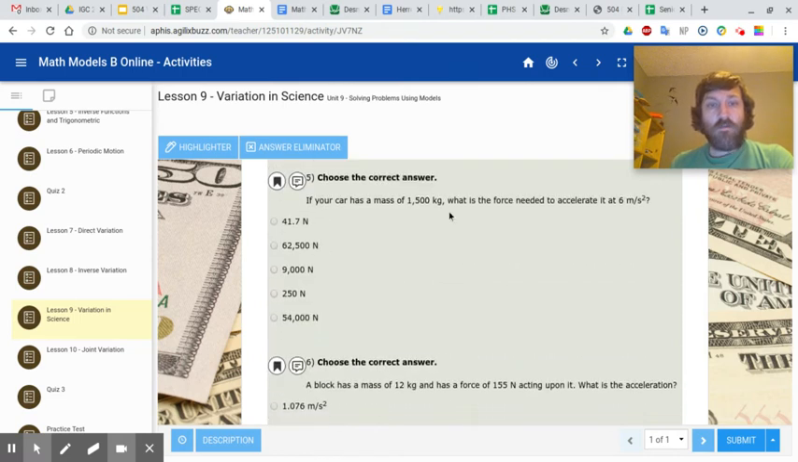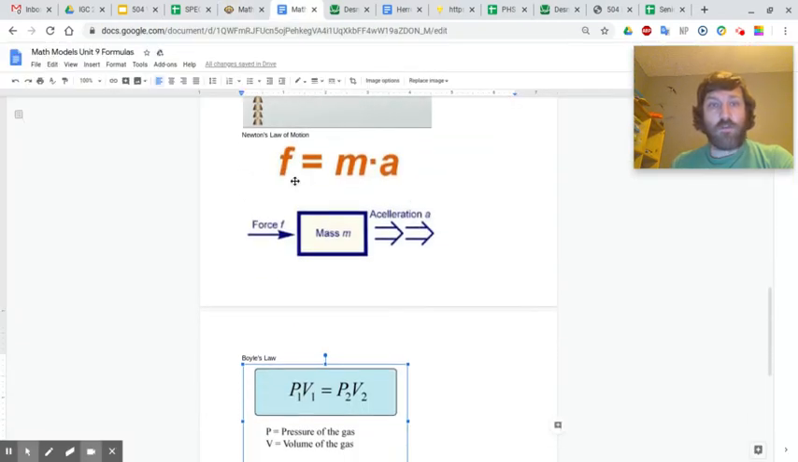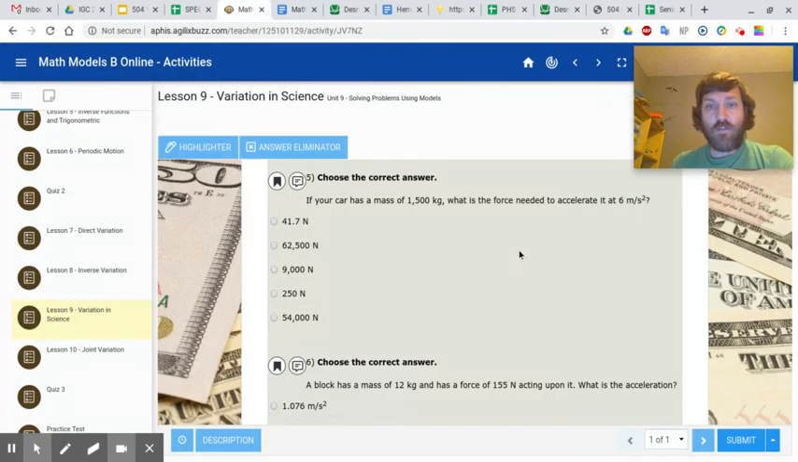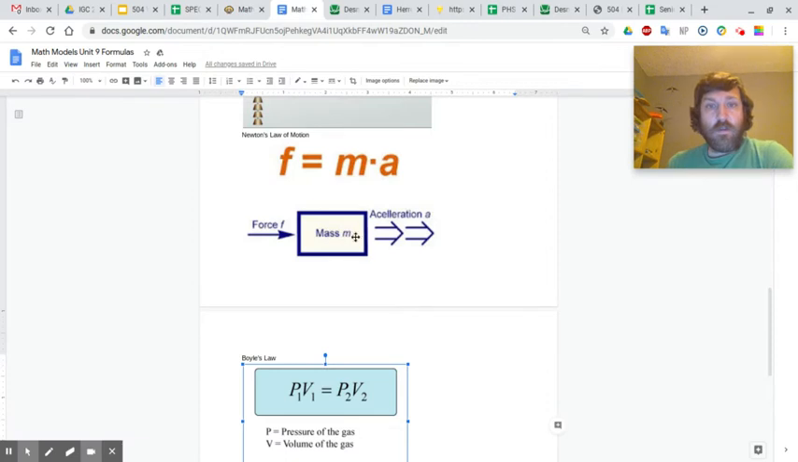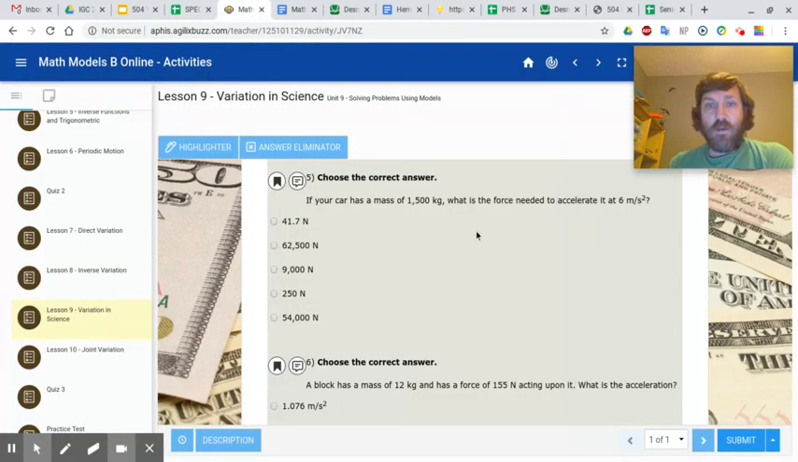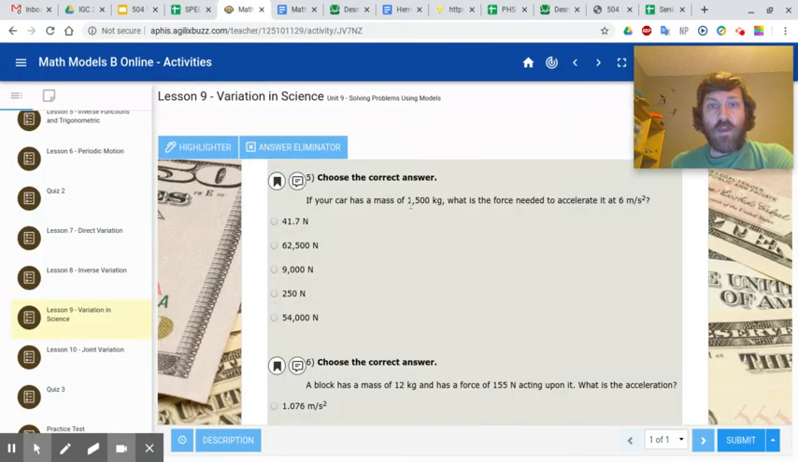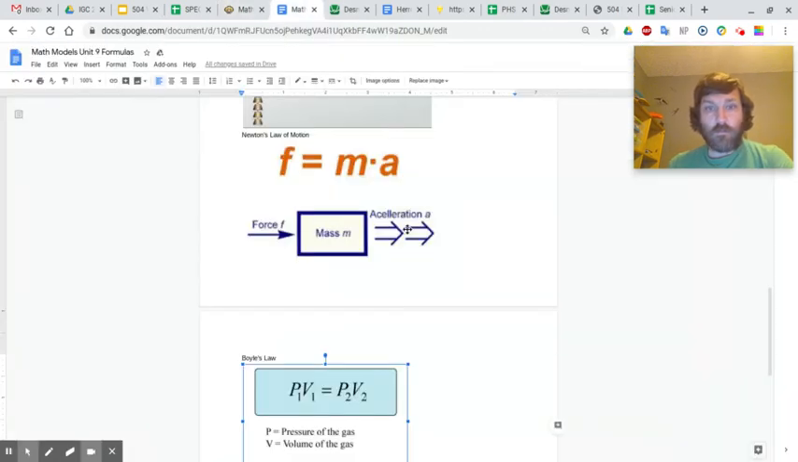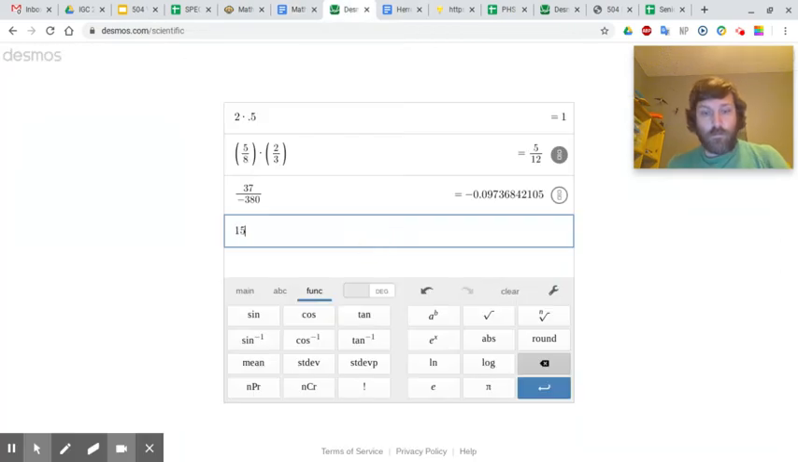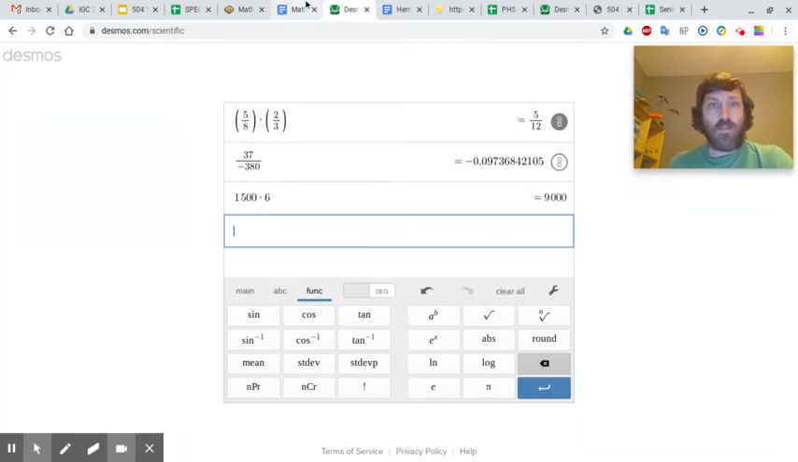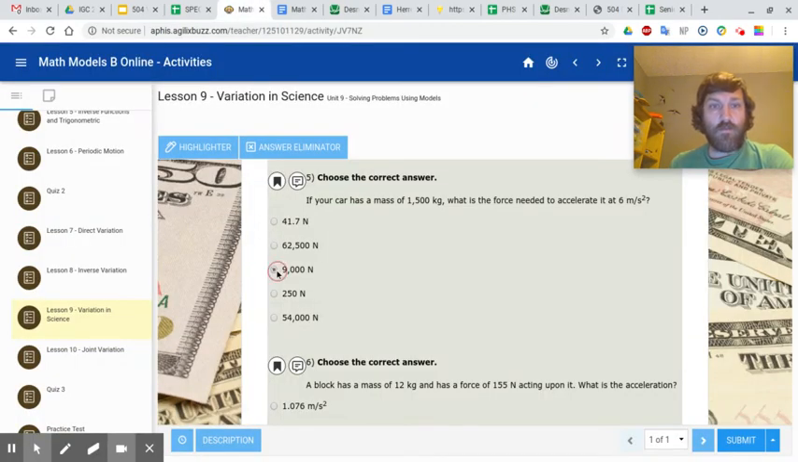Looking down at number 5, this is going to be a different formula. This is going to be Newton's law of motion, which is force equals mass times acceleration. And you're just going to be plugging things in. Again, it's very similar. I don't even think I'm going to do an example of this because it's so much like the one we just got done doing. You have the mass and you have the acceleration, and you multiply them because force equals mass times acceleration. So you do 1,500 times 6, and you get 9,000. So that would be the value of the force.